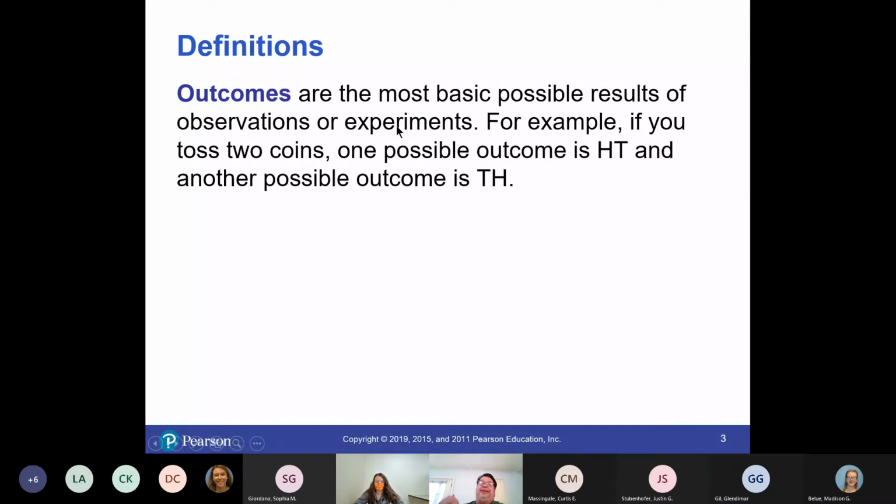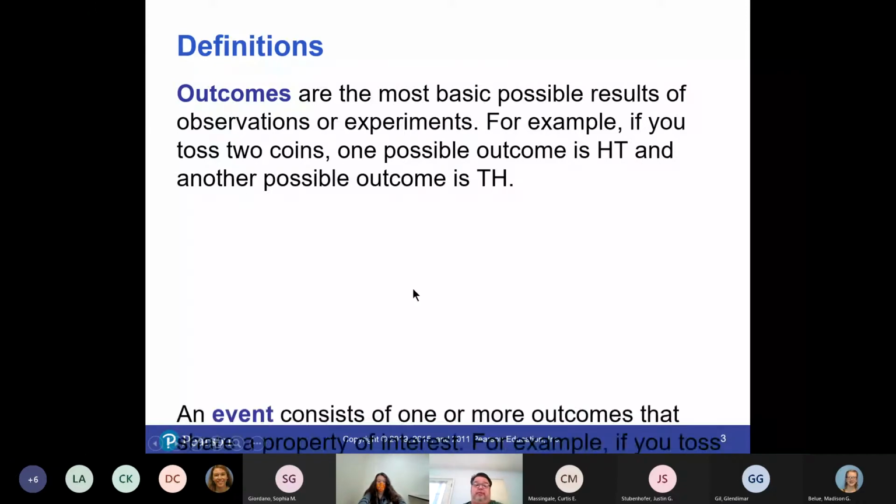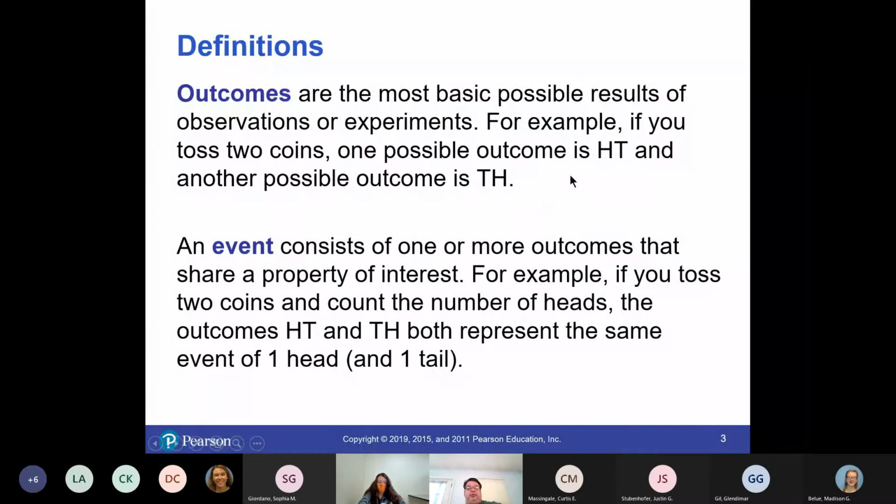In an experiment, there is something interjected into the observation. There is some kind of control mechanism. There is something that influences the observation, and that changes it into an experiment. But the outcome is what we call the result. An event consists of one or more outcomes. So write that down, one or more outcomes.